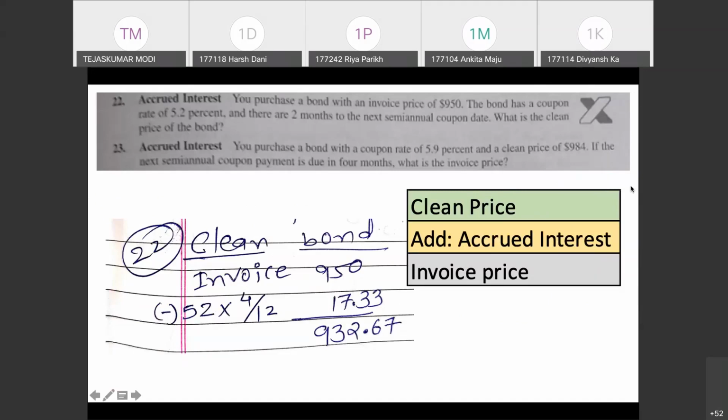Actually, I assumed the clean price to be X, and then the accrued interest becomes 5.2% of X for 4 months. And from that, I'm getting the answer as 933.81. So is it a wrong answer?